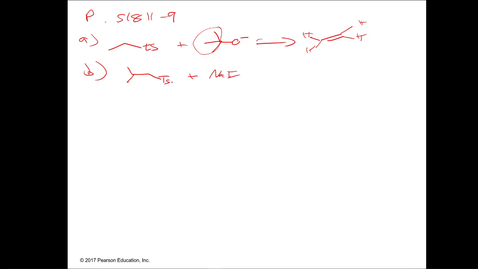So here we have a primary tosylate, so that's likely just going to give us a substitution. Remember, bulkier things favor elimination, less bulky things favor substitution. R-2-hexyl tosylate and sodium cyanate.